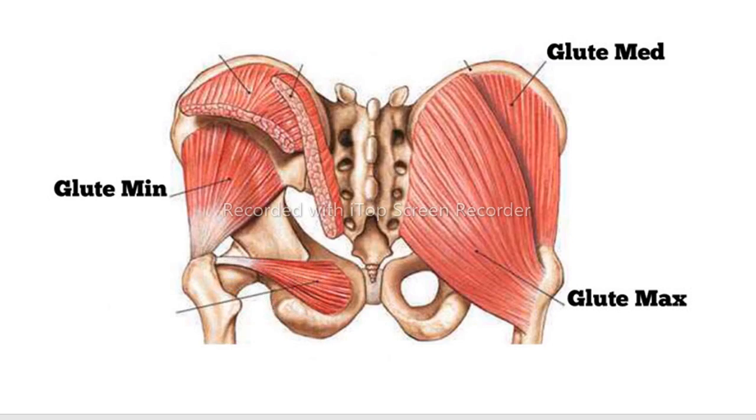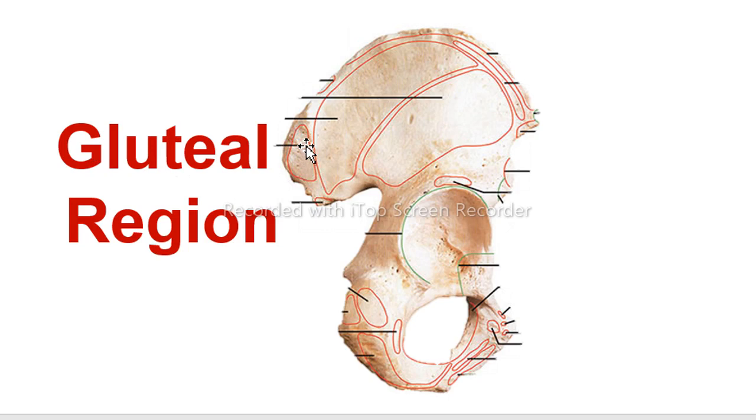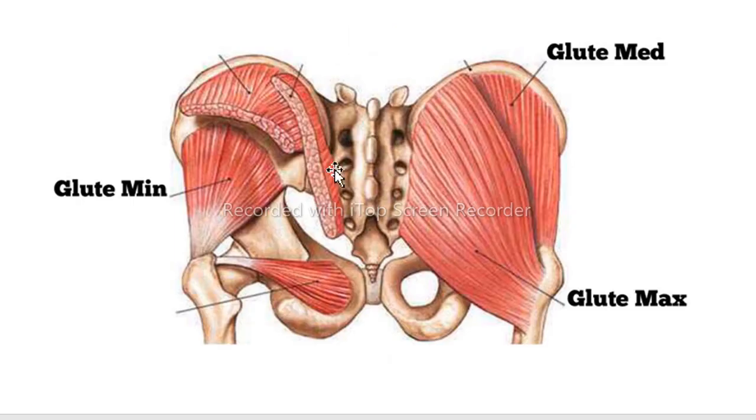Origin of the gluteus maximus: from the gluteal surface of the ilium, the outer margin of the iliac crest, the dorsal segment of the iliac crest, the dorsal surface of the sacrum, and the sacrotuberous ligament. Insertion of the gluteus maximus is into the gluteal tuberosity.